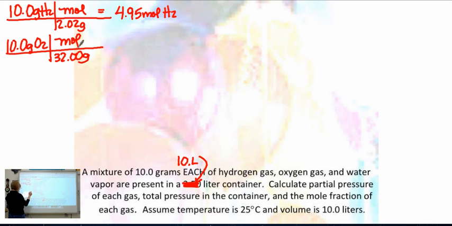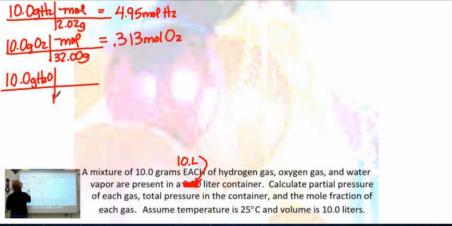I have a lot fewer moles of oxygen because oxygen has so much higher of a molar mass. So the partial pressure of oxygen is going to be much lower than that of hydrogen. And then for the water, the molar mass is between the two, so I'm sure the moles will be between the two. It's 18.02 grams per mole. So my moles of water vapor are 0.555.